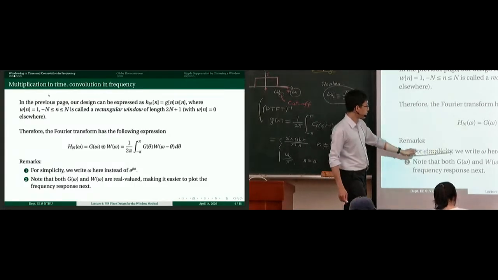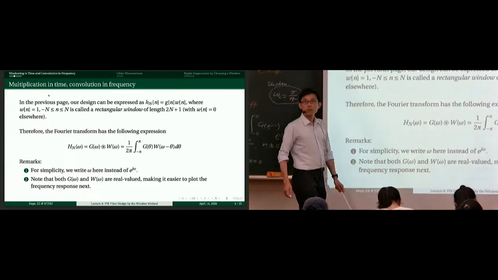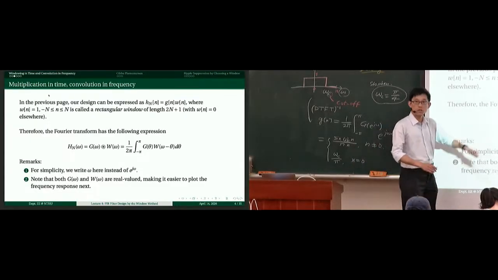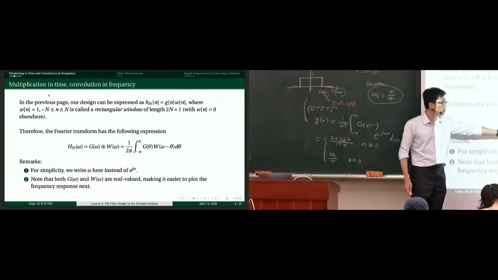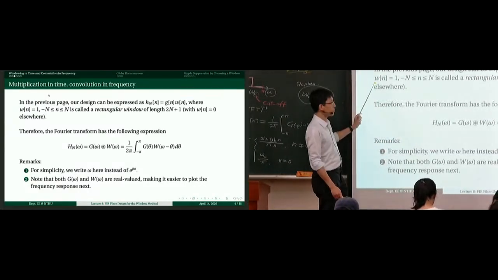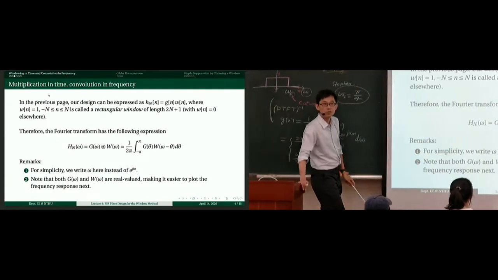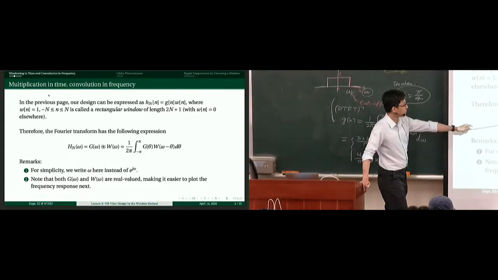Just for simplicity, here we write omega instead of e^{j omega}. Okay, we've been writing e^{j omega} elsewhere, but here it is really more convenient. If we agree that we are becoming sloppy in our notation, if big G is the Fourier transform of small g, big W is the Fourier transform of small w, then let's agree on this notation for now. Can we agree on this simpler notation? It's just more convenient to write.